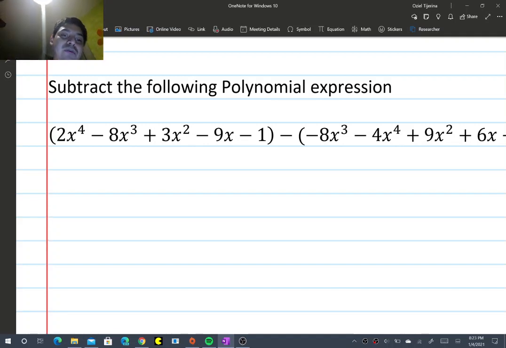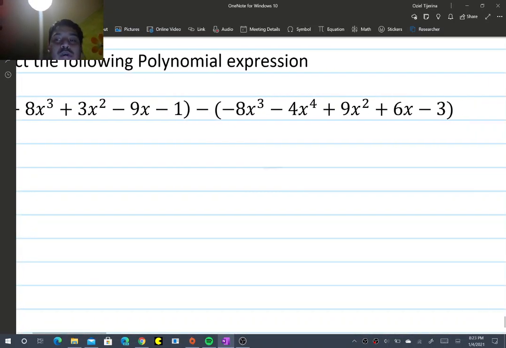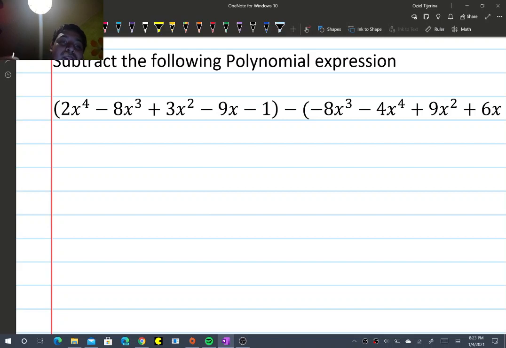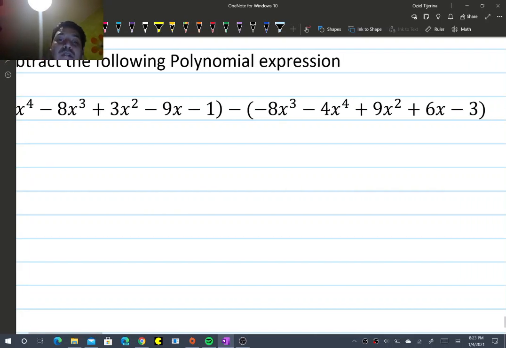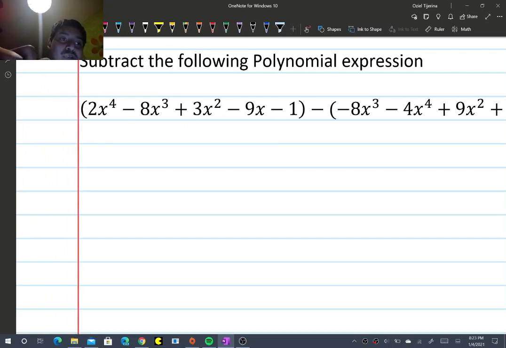Okay, so hi everyone. So we're gonna subtract the following polynomial expression. And so I made it pretty long, okay? In the last video when I did adding, I said that whatever's in the middle of your two parentheses, when you are adding or subtracting polynomials, you didn't have to worry about that because it was addition. Well, now, because we have subtraction, we have to be a little bit careful.